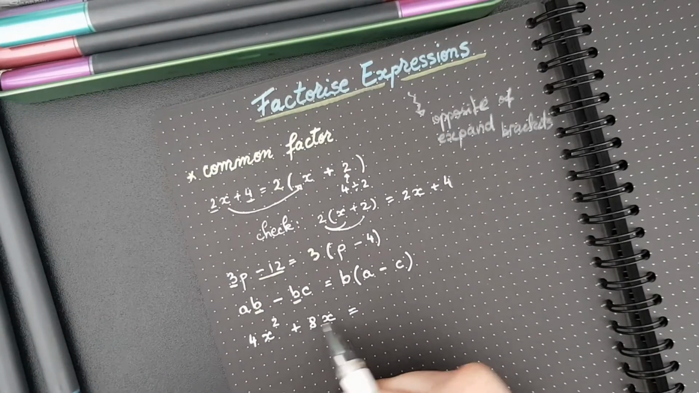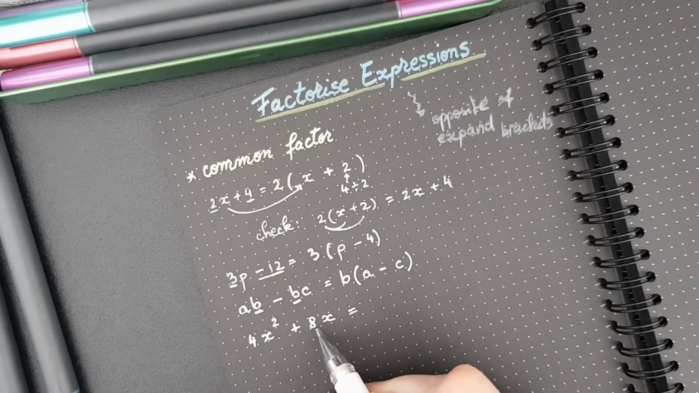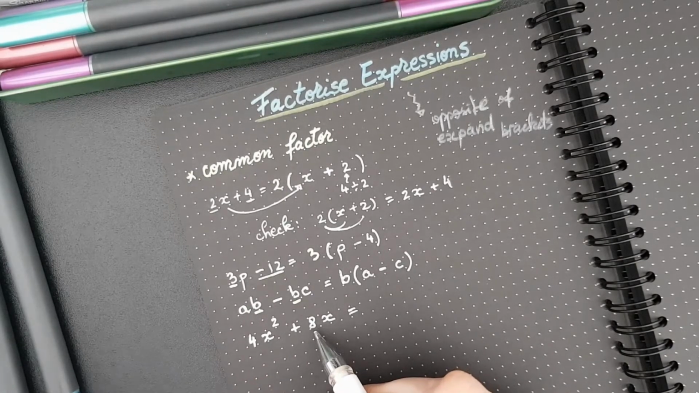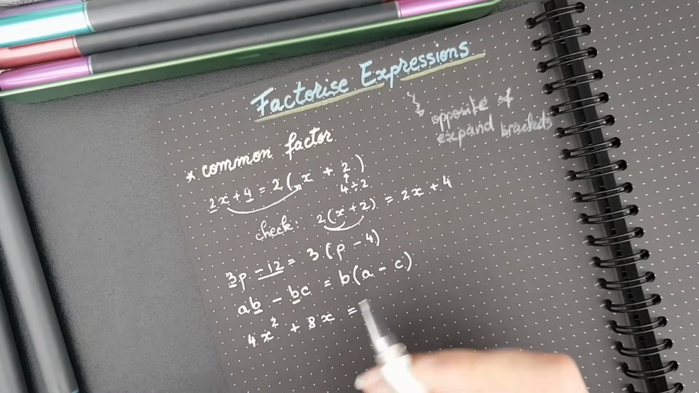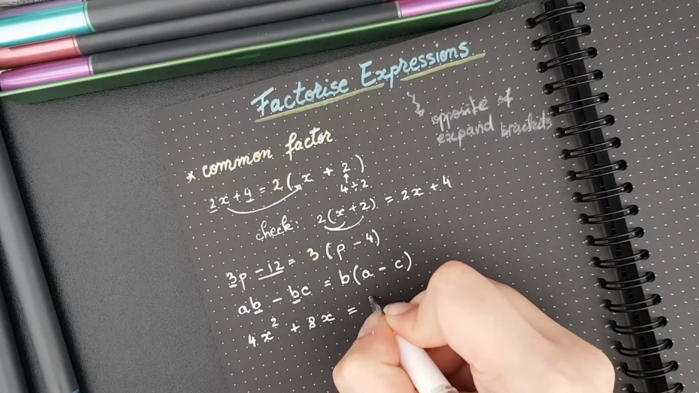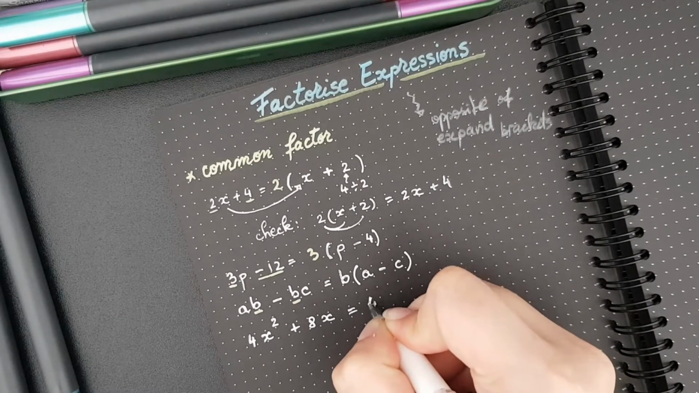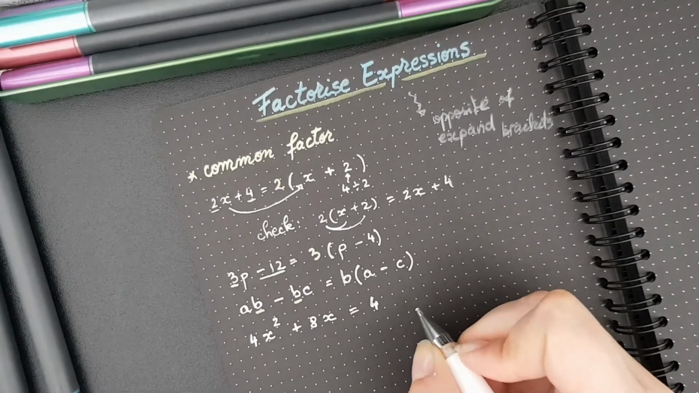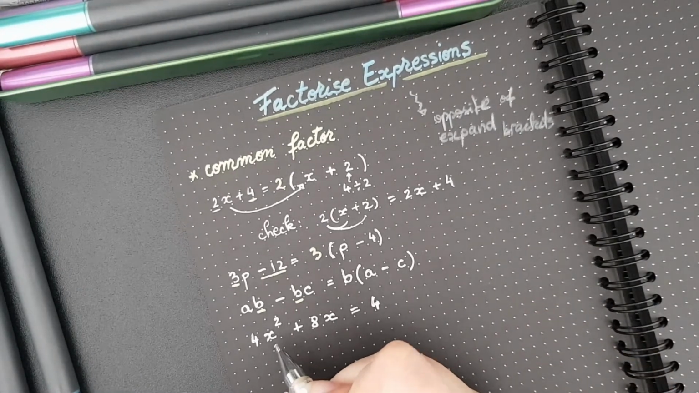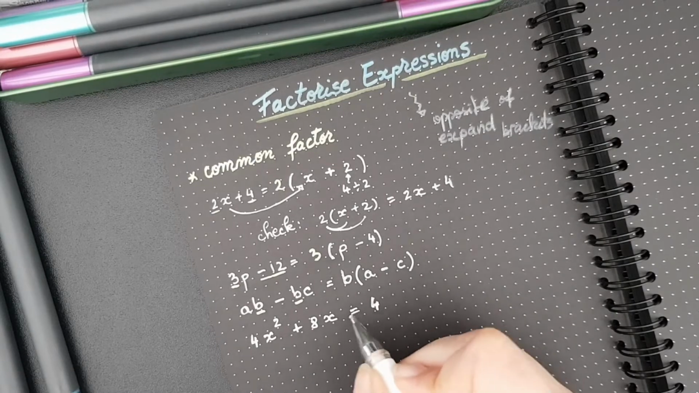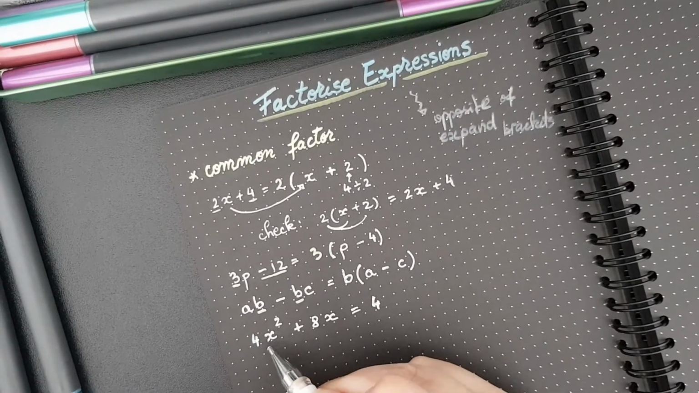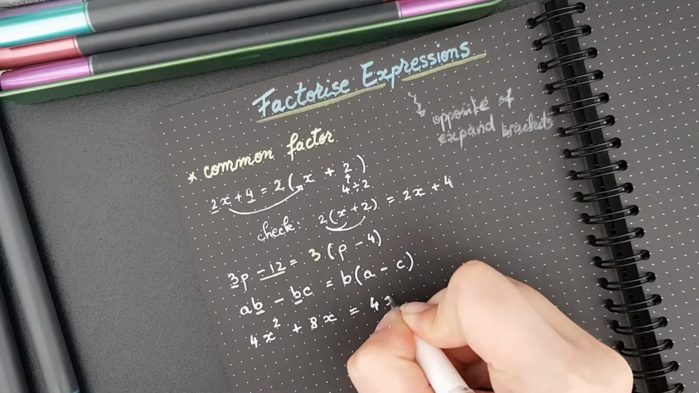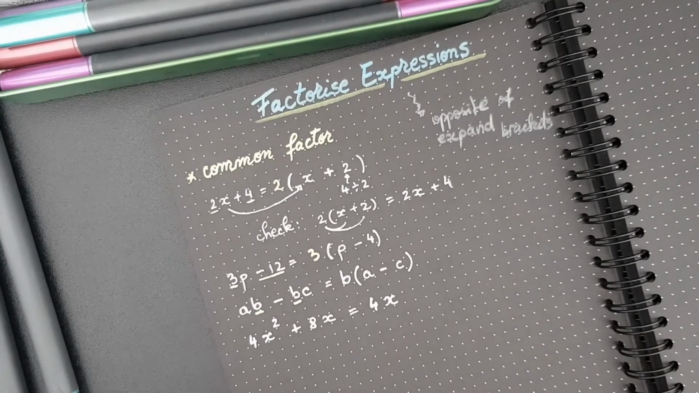The way I look at this one, to be fair, is I look at numbers first. So I look at the 4 and the 8, and they're both in the 4 times table. So I put the 4 out of my bracket. Now, before I go on straight away and think this is the only thing, I look at the letters next. So I have x squared here and an x there. So it's obvious that both of them have x in common. So I've put the 4x as the common thing.